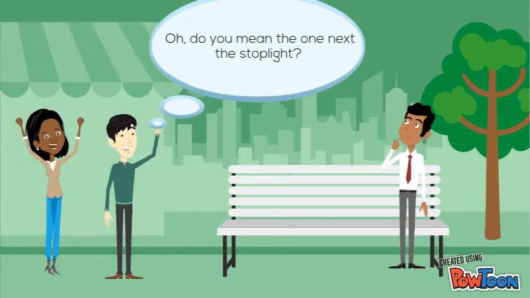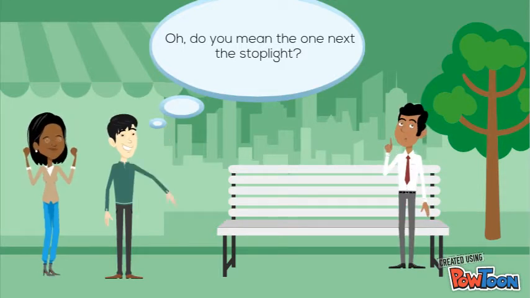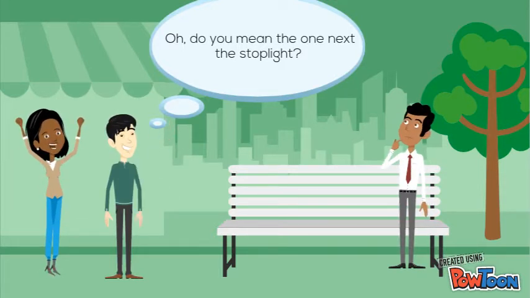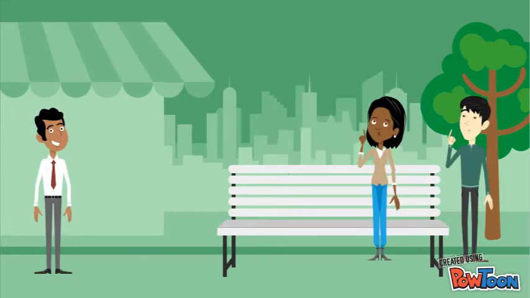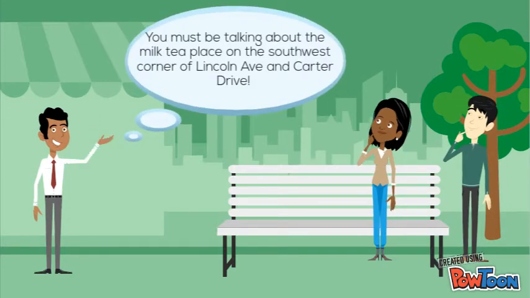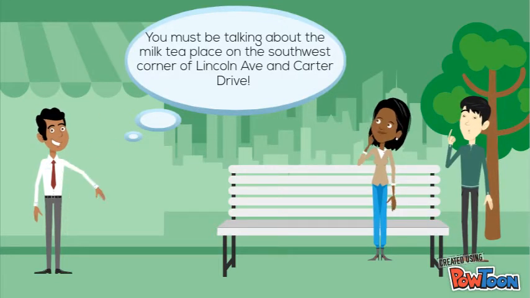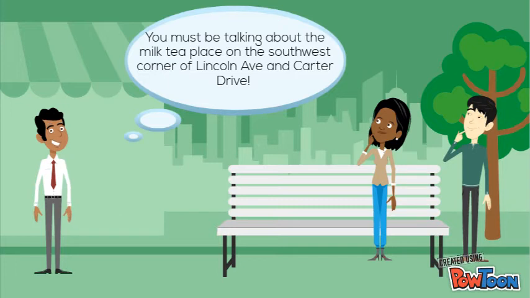Now judging from your two friends' statements, could you possibly come up with this answer? You answer with, "You must be talking about the milk tea place on the southwest corner of Lincoln Avenue and Carter Drive." Now there's absolutely no way you could have gotten this answer by listening to your friends' statements. Their statements were very vague, whereas your answer is very specific, which is the same concept of significant figures.